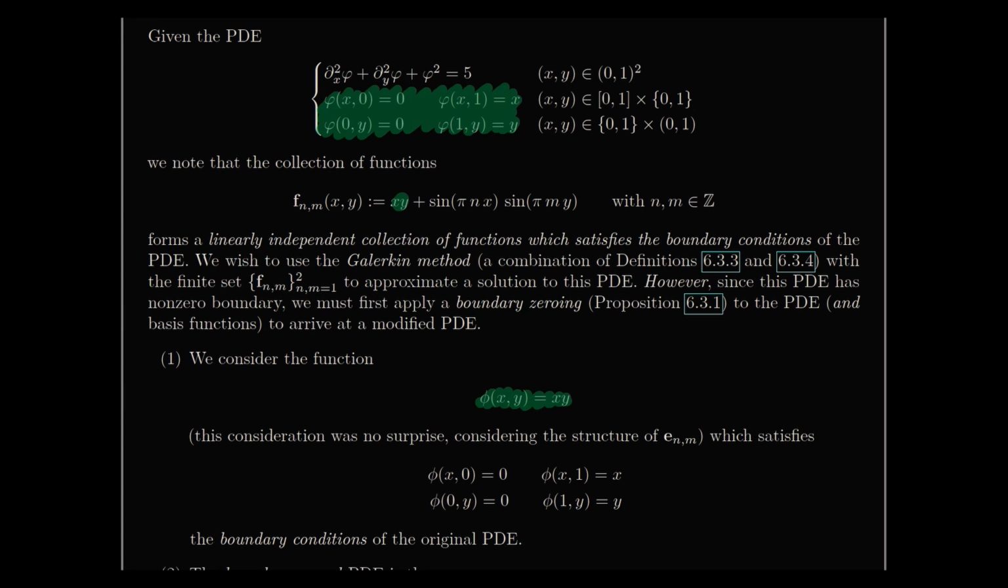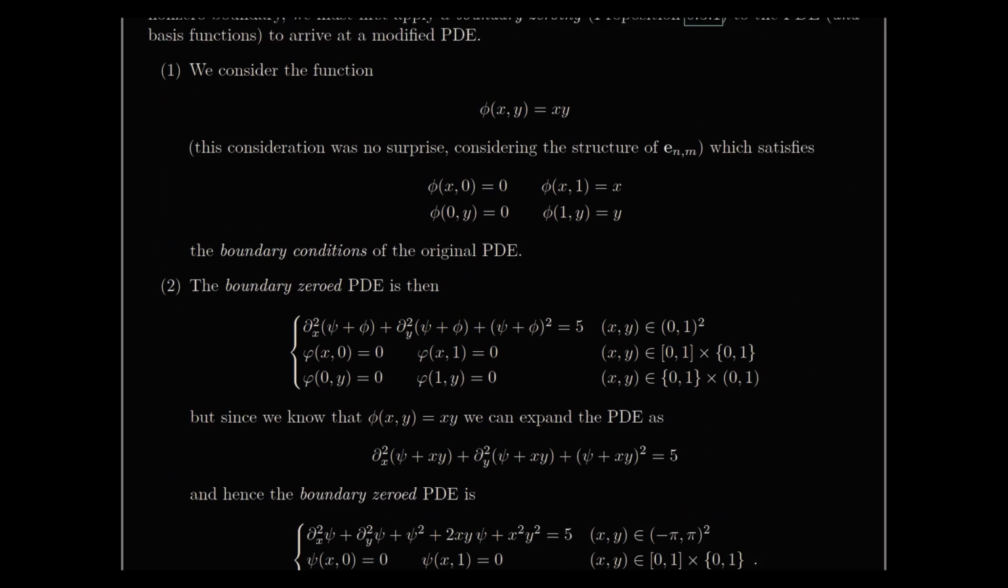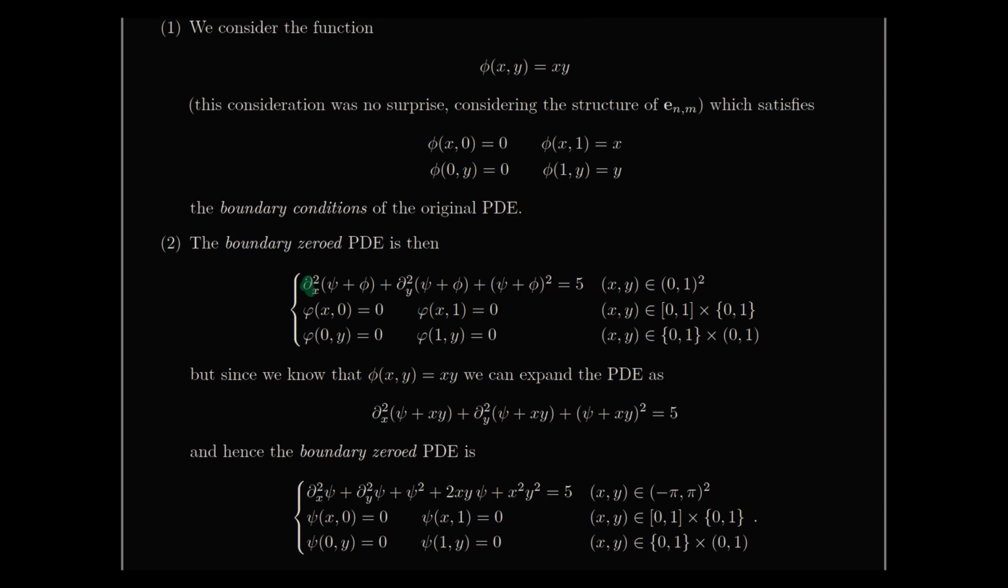So as a smooth function that satisfies the boundaries, in step 2 of boundary zeroing, we then reconstruct the PDE, but I've replaced every phi in the PDE now with psi plus phi, where this latter phi is xy. So all three of these phis are going to be xy. And thankfully now my boundary values are 0.